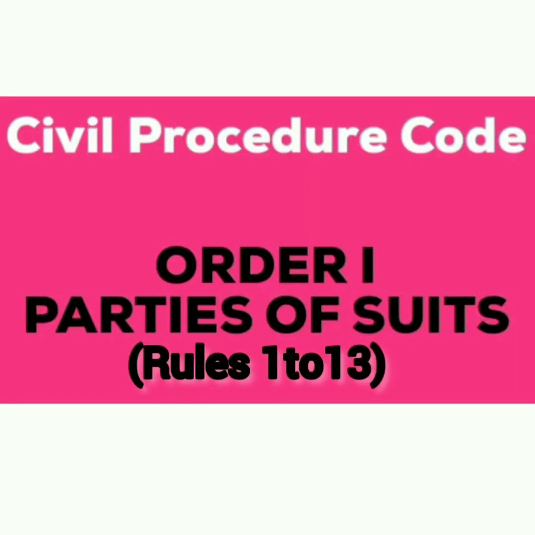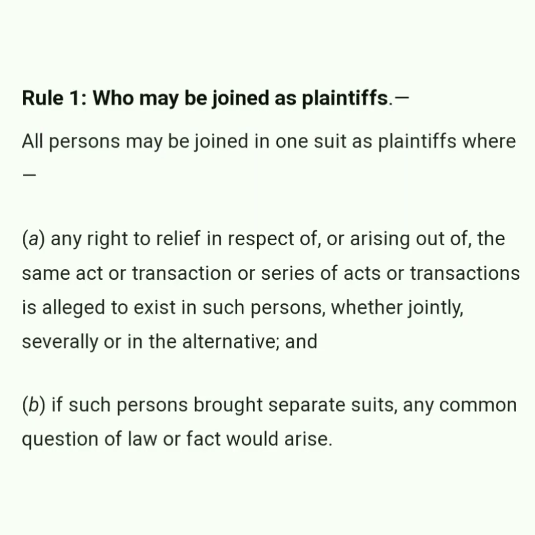In this video, we will discuss Order 1 of Civil Procedure Code, that is Parties to Suits, which deals with Rules 1 to 13. Let's see all these 13 rules in brief. Rule 1 says who may be joined as plaintiffs. All the persons can be joined in one suit when the relief claimed arises out of the same act or transaction, or, if those persons filed different suits, a common question of law or fact would arise. In these conditions, the persons can be joined as plaintiffs in one suit.